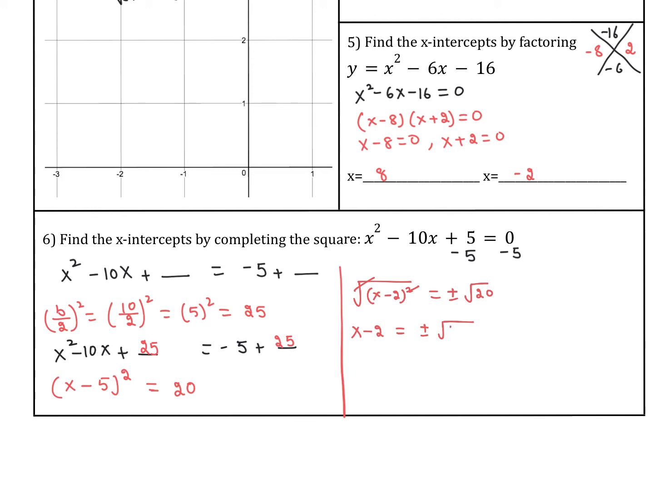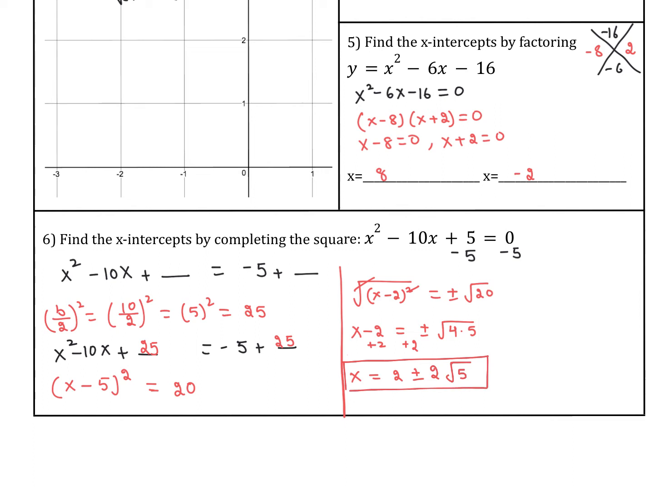You can break 20 as 4 times 5. And you're going to add 5 on both sides. So here you're going to get x equals 5 plus or minus. If you look at this one, you have 4 times 5. Square root of 4 is 2. That comes out of the radical symbol. And square root 5 remains inside.